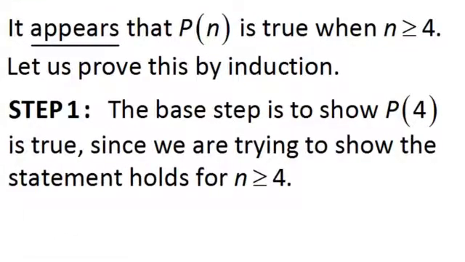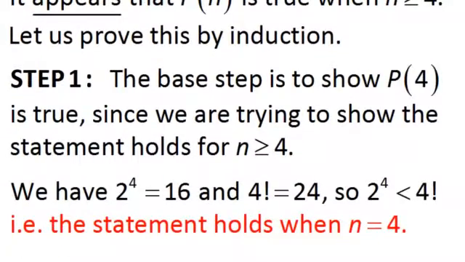To start off, we have the base step. In this case, the base step is to show that the statement holds when n equals 4, because we're not trying to show that our statement is true for all natural numbers. We're only trying to show that it's true when n is greater than or equal to 4. And in fact, we already checked this earlier, so we know that the statement holds when n equals 4, and so that's the base step done.